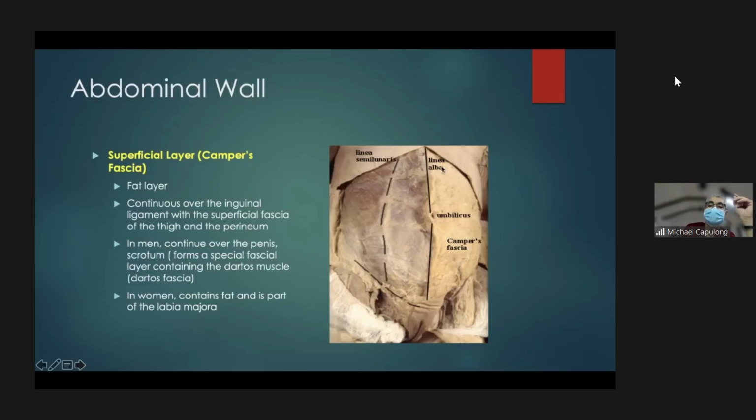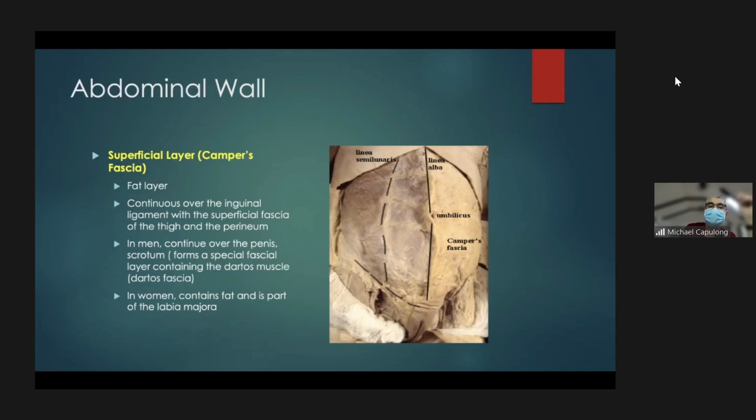Okay, so here you see the skin is removed already, and this is what you see, your superficial fascia. And as you reach the umbilical area, it splits into two. You have your Camper's fascia, which is purely a fatty layer of tissue, and this becomes continuous as you go down the pelvic area, and it crosses your inguinal ligament, goes down towards the thigh and the perineal area.